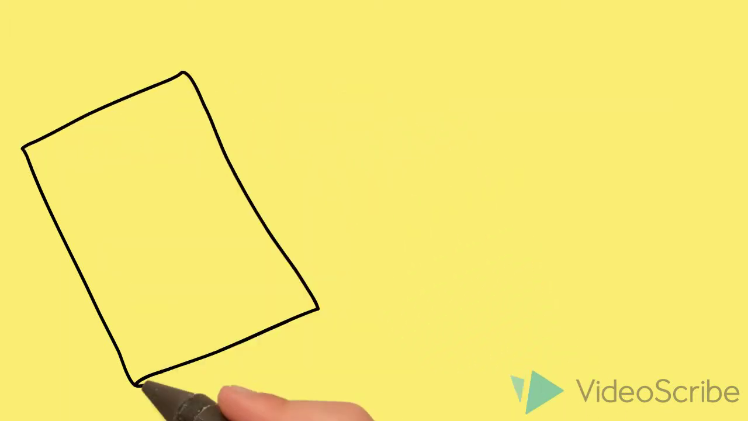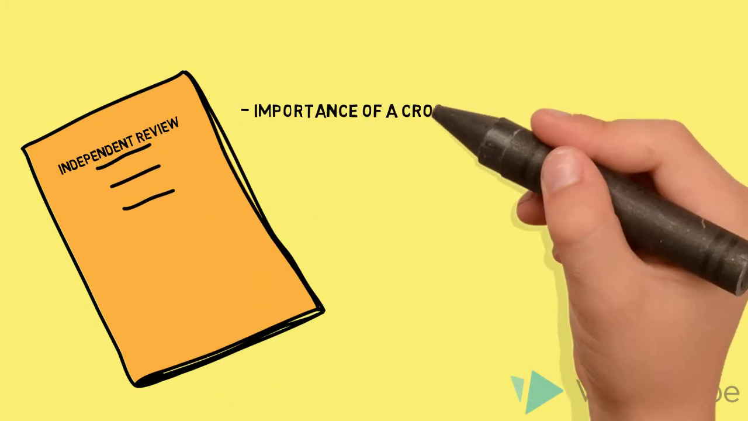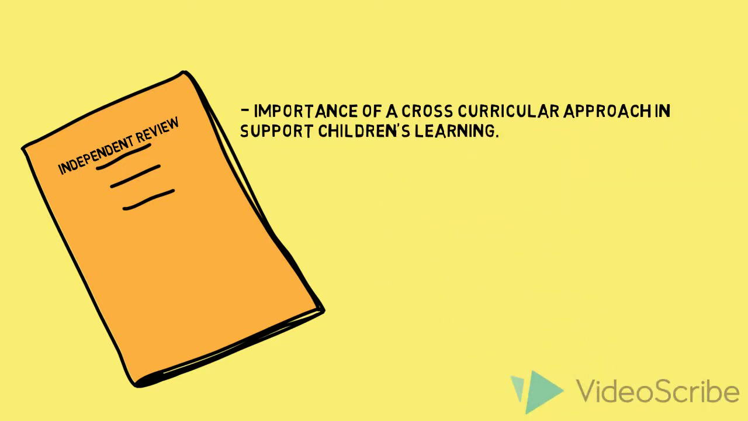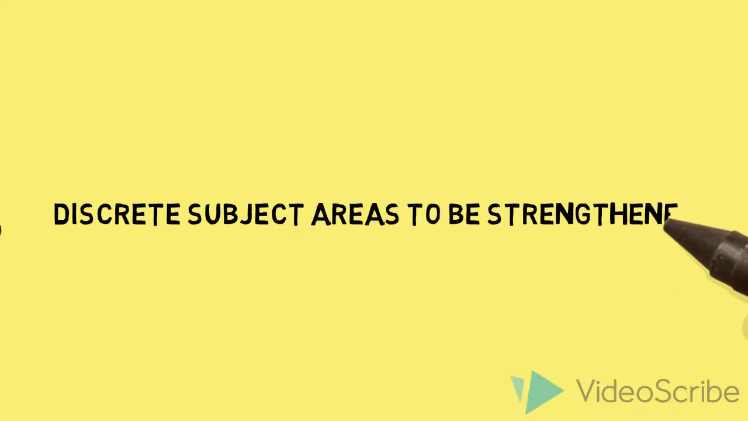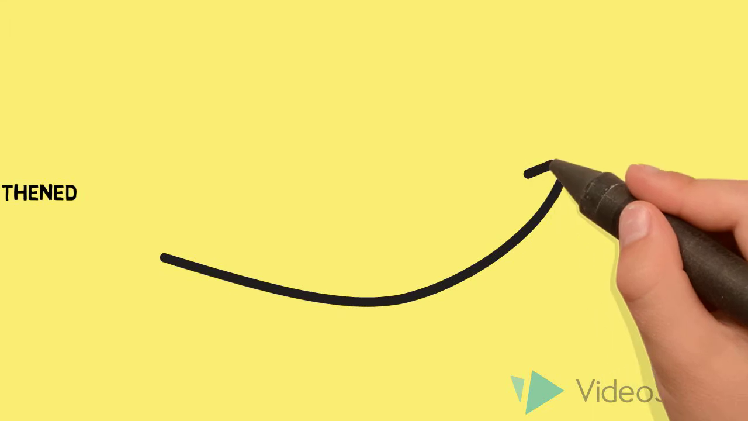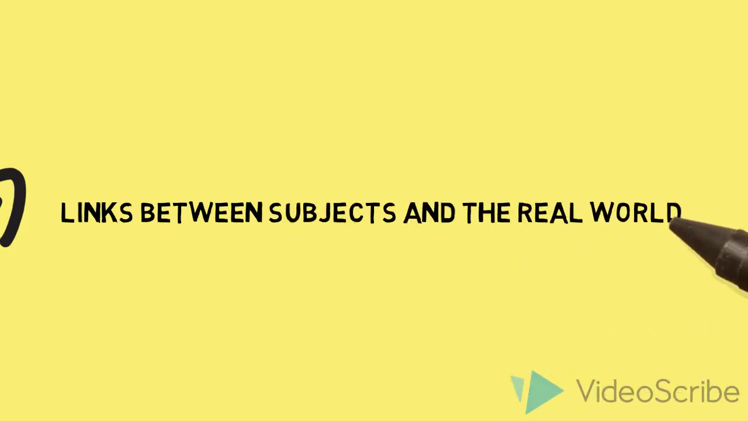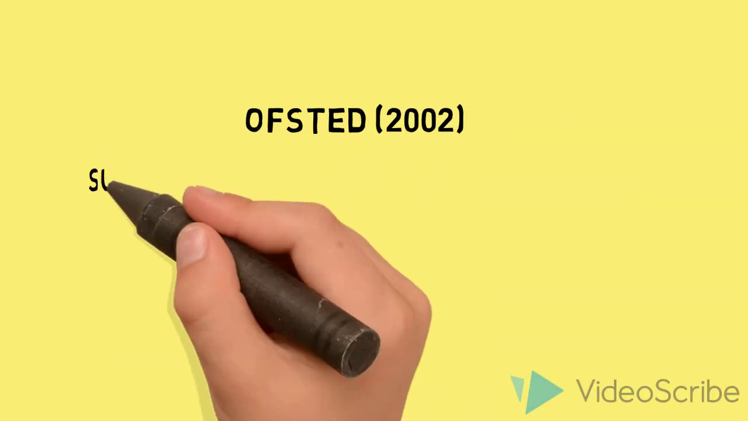But how can a cross-curricular approach to teaching support learning? In 2009, Jim Rowe submitted the independent review of the primary curriculum. In this review, he highlighted the importance of a cross-curricular approach to teaching in supporting children's learning. The integration of subjects into a context which is more motivating and meaningful for children allows for each discrete subject area to be strengthened. Rose also stated that by teaching the curriculum through a cross-curricular approach, children are able to see the links between different subjects and the real world, and it allows them to use and apply the skills they have developed in one subject area to reinforce their prior knowledge in another.